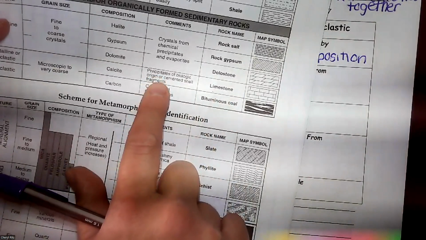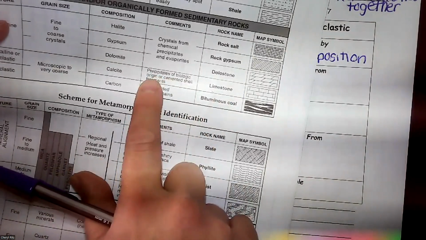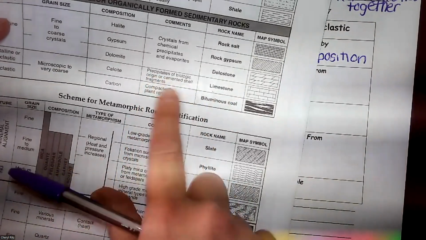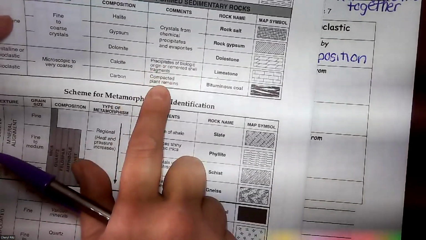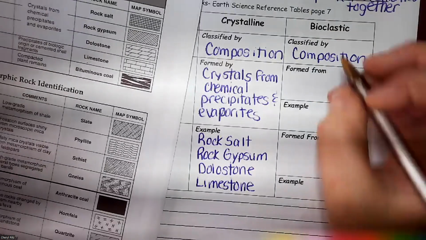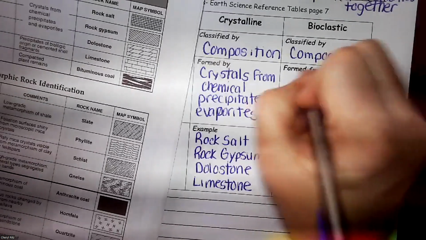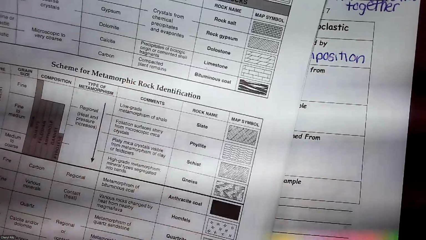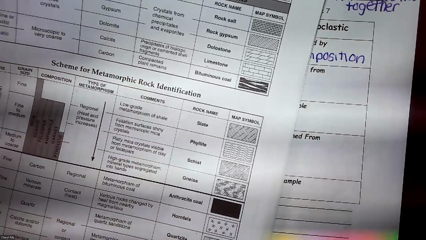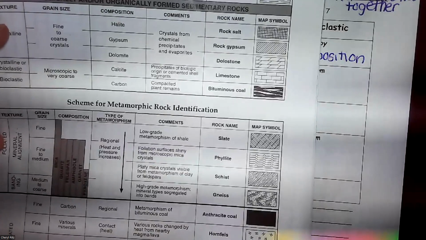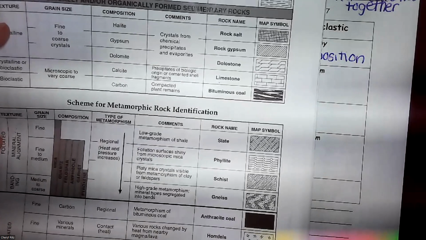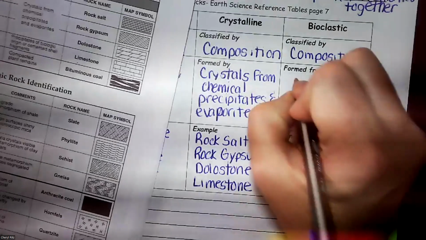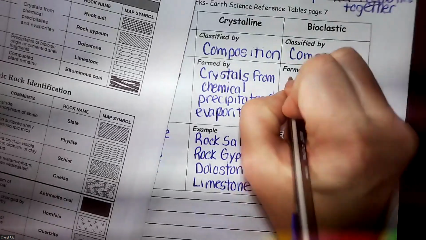Limestone, if you look at it, is precipitates of biological origin or cemented shell fragments. And then bituminous coal is compacted plant remains. So we're going to put, for composition, which one of those will be really the bioclastic part for limestone? The precipitates of biological origin or cemented shell fragments. Yeah, cemented shell fragments. That's going to be the bioclastic part.